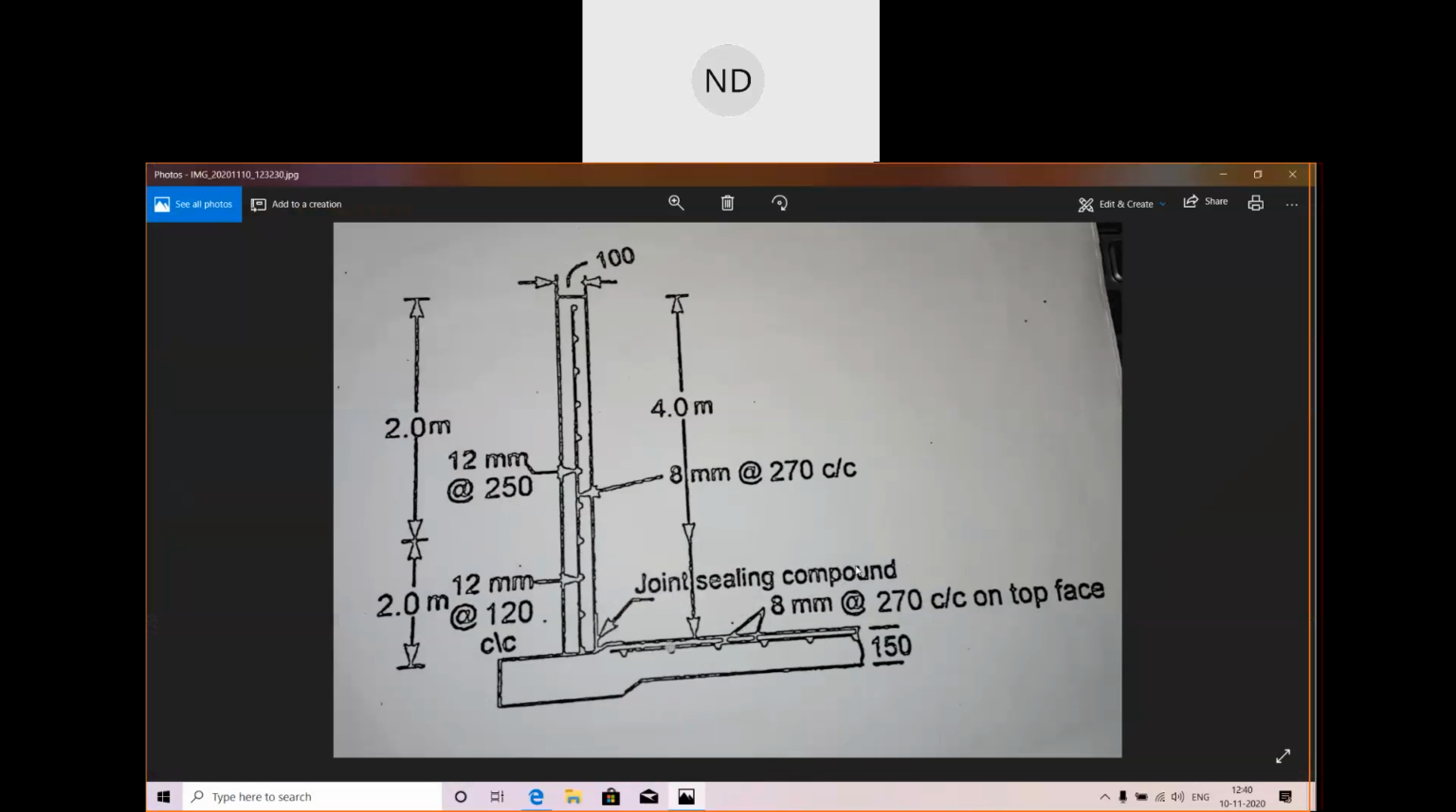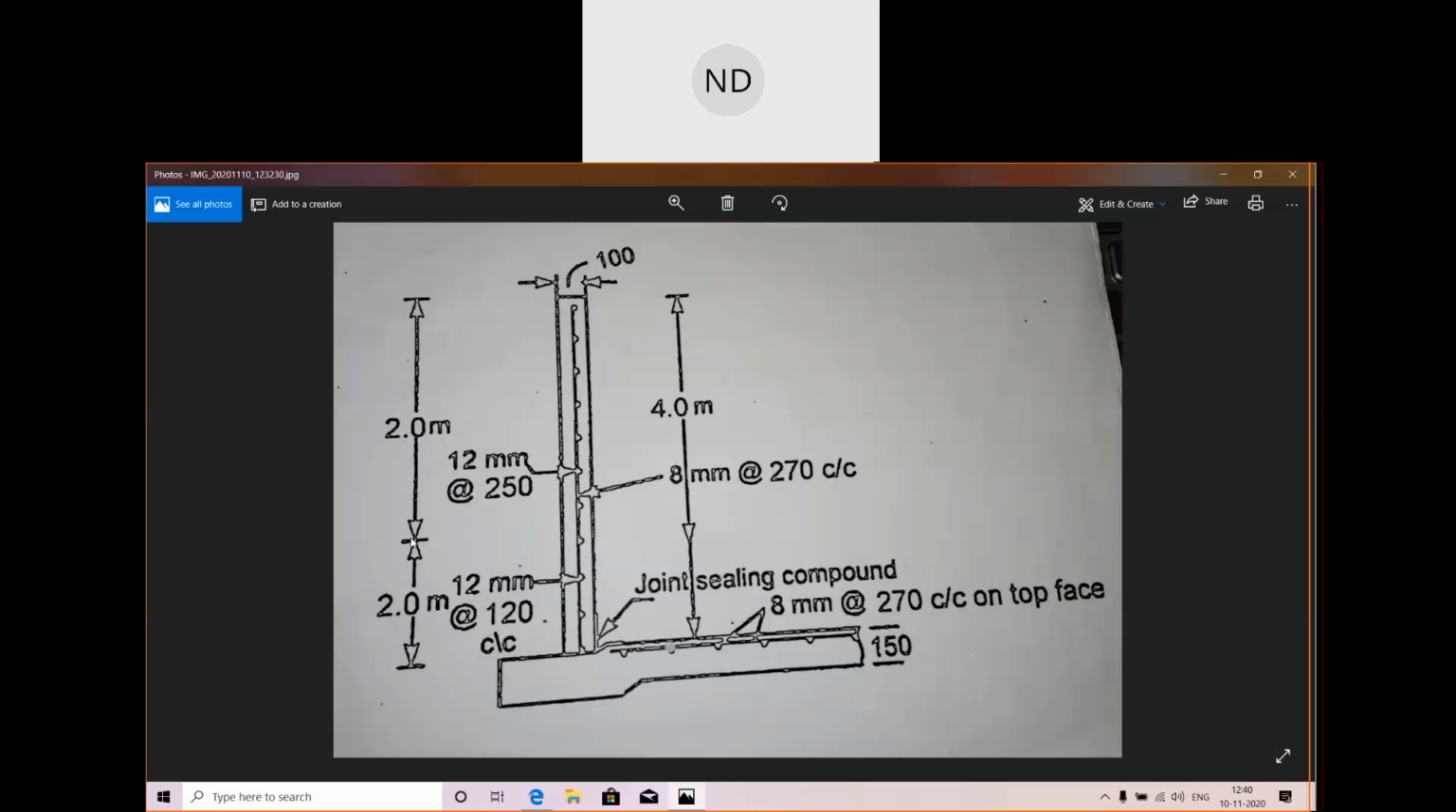See here, this one is whatever you have designed in the circular tank. This is all about what we had done. The base thickness we have taken as 150. The total height of the tank was how much? 4 meter: from here to here 2 meter, and here to here 2 meter, total 4 meters.